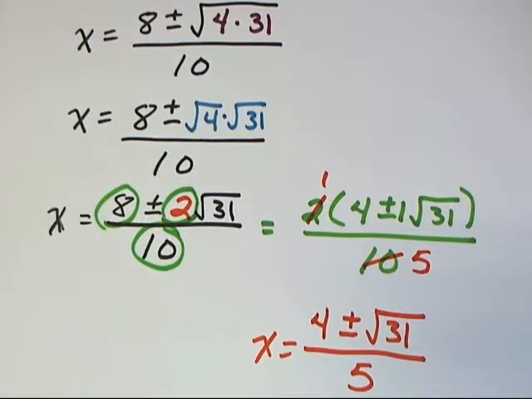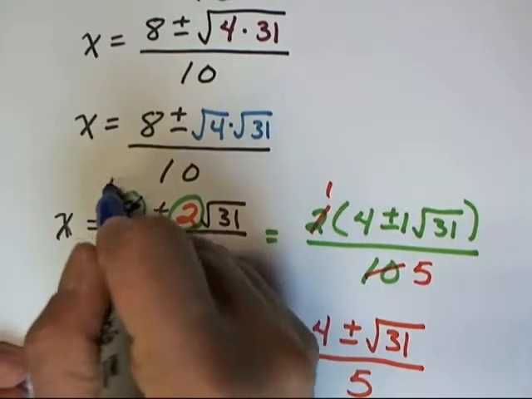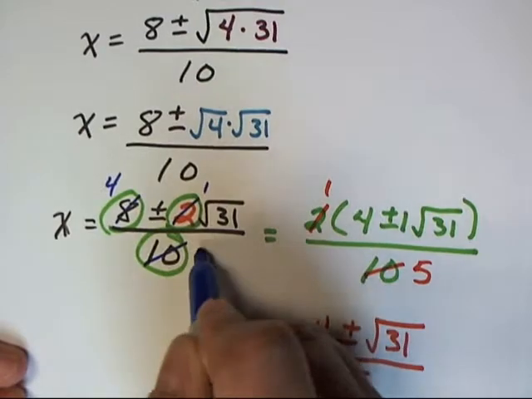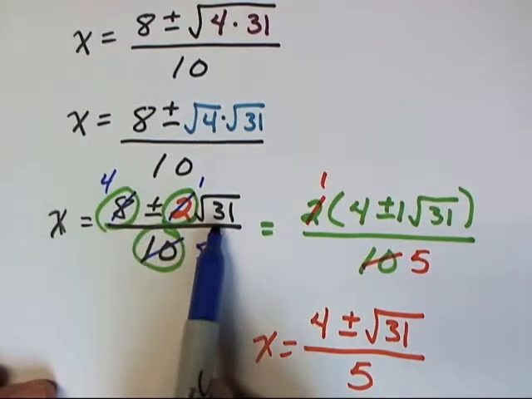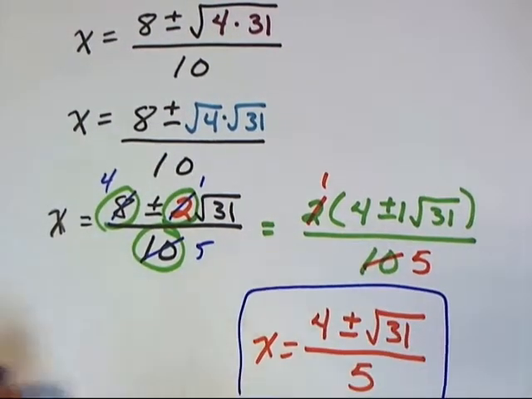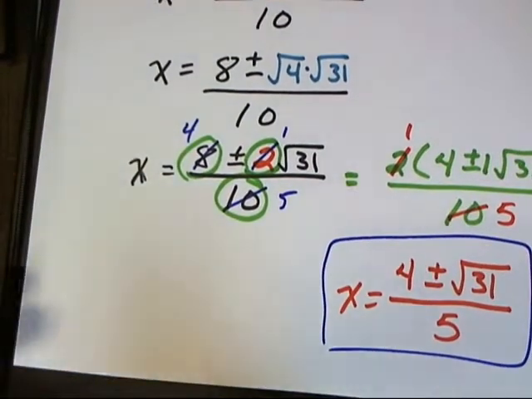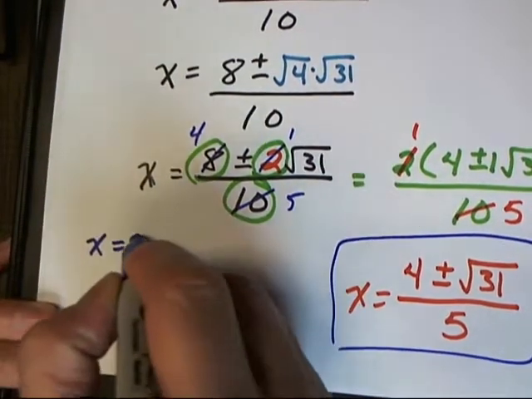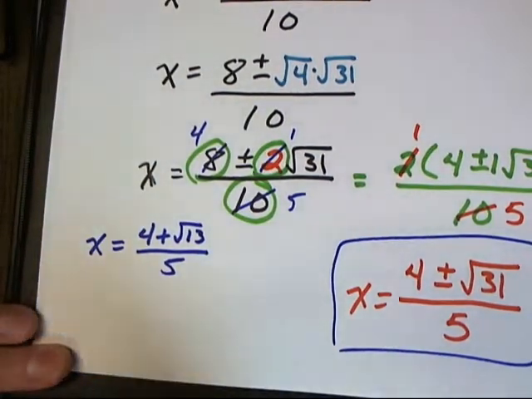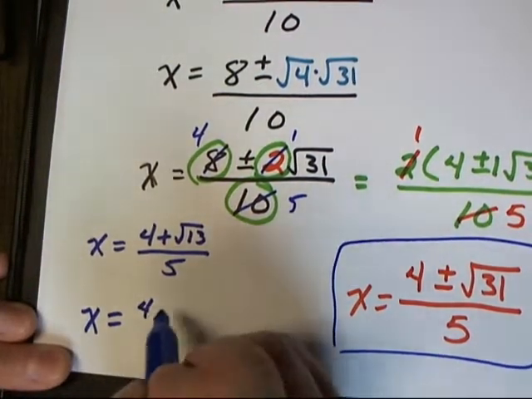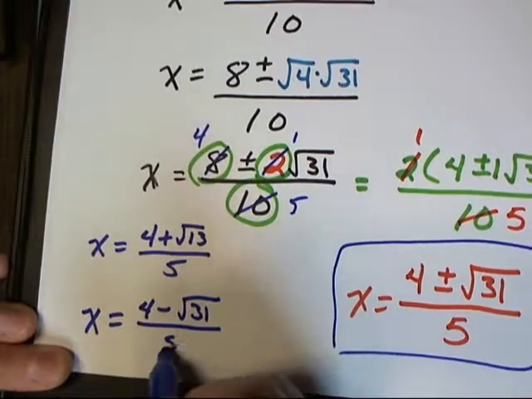And that's why it's the Three Musketeers. It's all or none. And you reduce all of them by the same number. Since they can all be reduced by 2, you can do so to come up with your answer. 2 goes into 8 4 times, 2 goes into 2 once, 2 goes into 10 5 times, giving you the solution we came up with, 4 plus or minus the square root of 31 all over 5. Once again, if you need to, you can write those as the 2 separate solutions. The one solution is 4 plus the square root of 31 all over 5. And the other one is x is equal to 4 minus the square root of 31 all over 5.